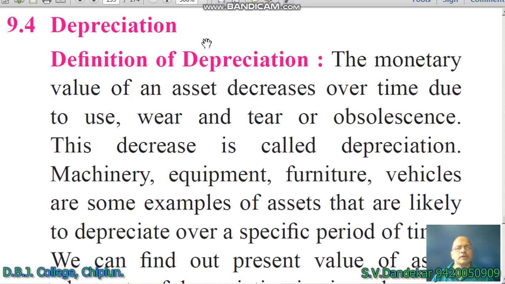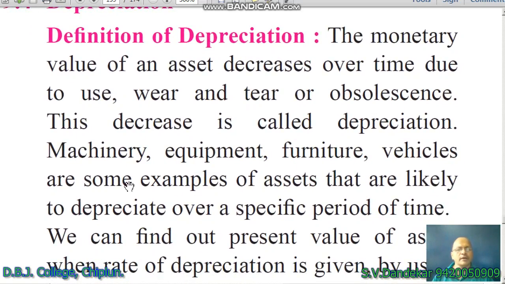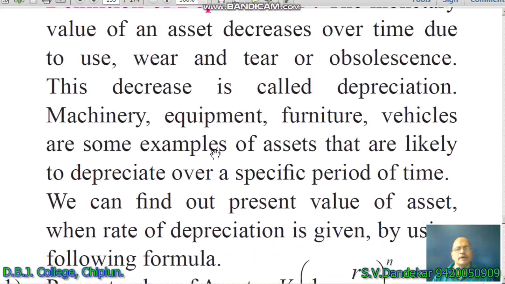We are studying commercial mathematics of standard 11 and today we will discuss the topic depreciation. Definition of depreciation: the monetary value of an asset decreases over time due to use, wear and tear or obsolescence. This decrease is called depreciation. Machinery, equipment, furniture, vehicles are some examples of assets that are likely to depreciate over a specific period of time.